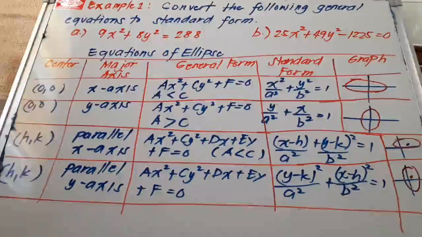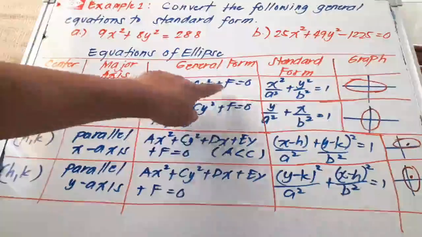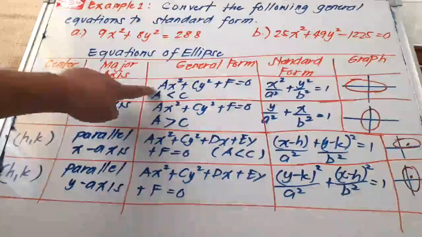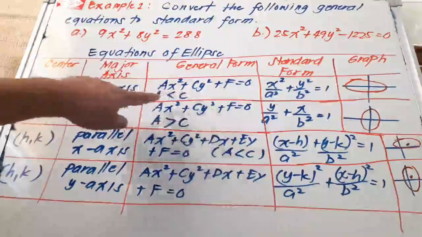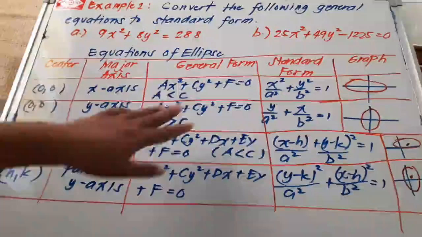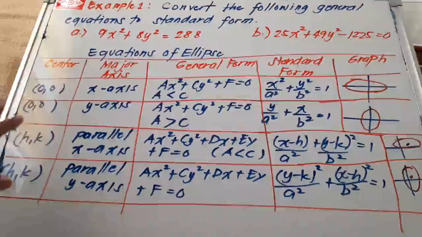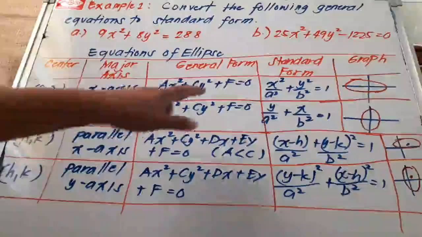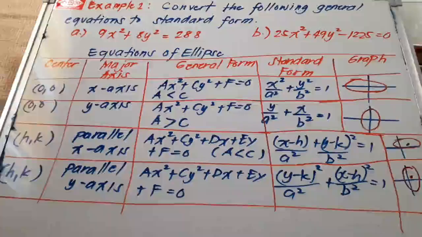Okay? The general form is ax squared plus cy squared plus f equals 0. Also, the coefficient of x squared is less than the coefficient of y squared. At kapag general form, all of the terms are written on one side of the equation. But there are general equations na hindi ganon. Sometimes the f, or the constant term of the equation, is located on the right side of the equation. But still, it is called the general form.